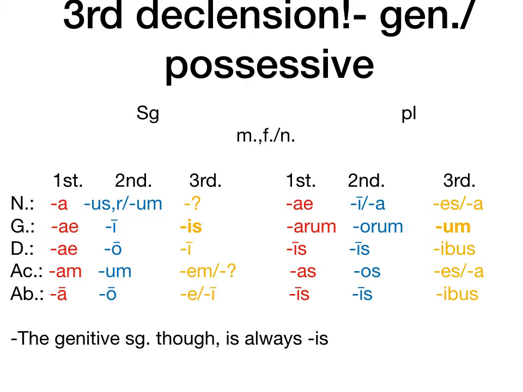It's kind of weird. You'll see sometimes it does actually end up looking like orum if the stem of the noun ends in or already, but it's technically just a u and an m. So that one's kind of weird. We are going to get that mixed up with direct objects from our second declension.